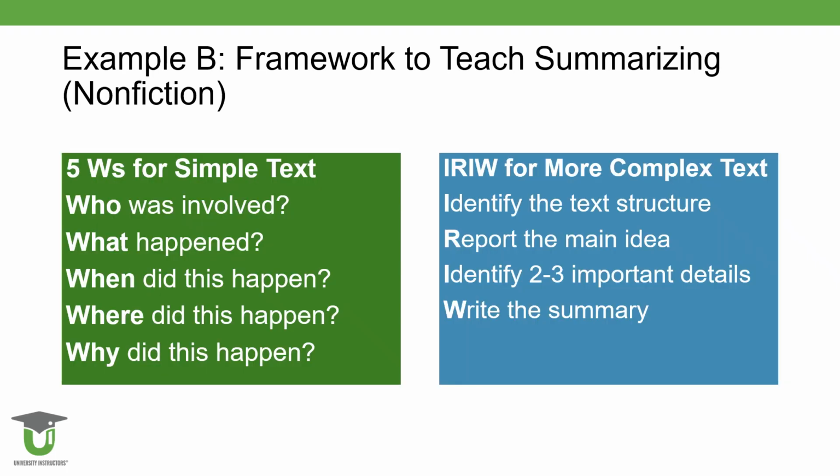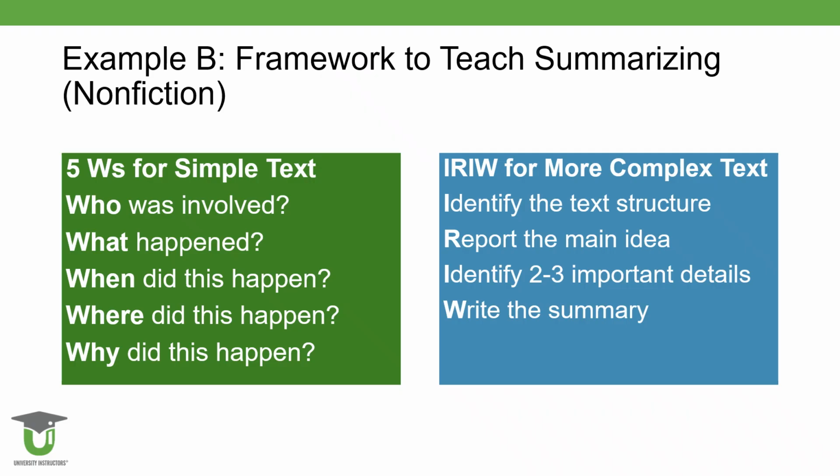Many students are able to identify the topic of a nonfiction text, but they often struggle to craft a complete and accurate summary. The 5 W's framework, who, what, when, where, and why, helps students focus on the key elements of a simple nonfiction text. By using this framework, students learn to capture the core facts without including unnecessary details, creating clear and concise summaries.